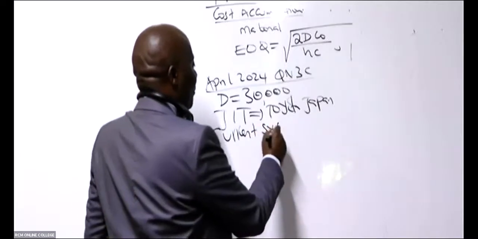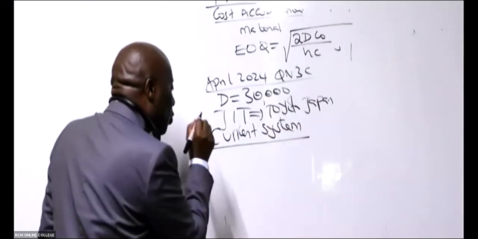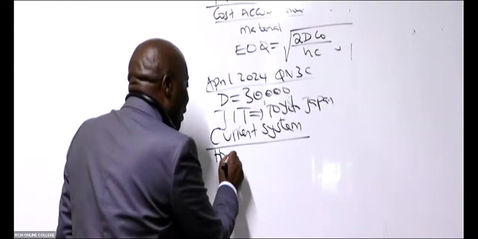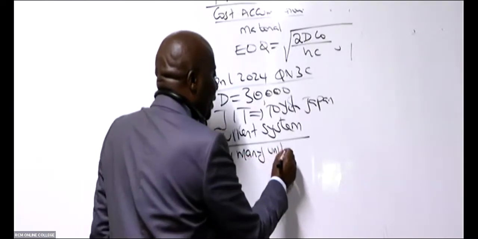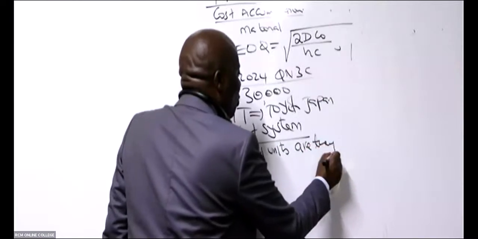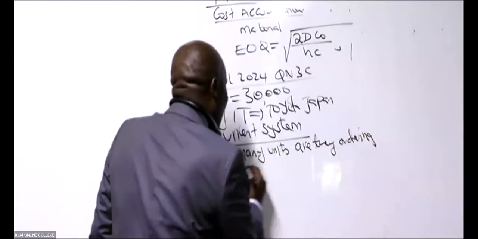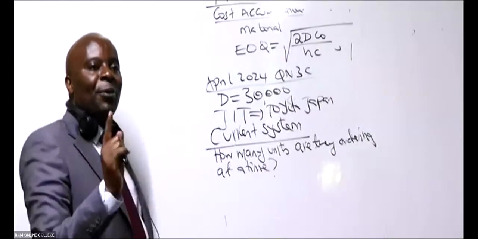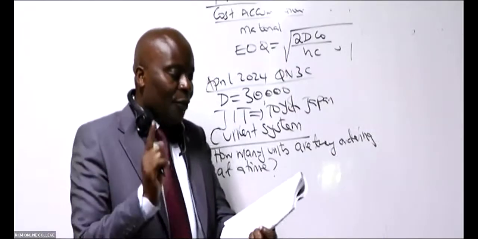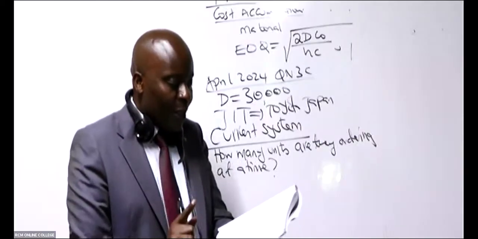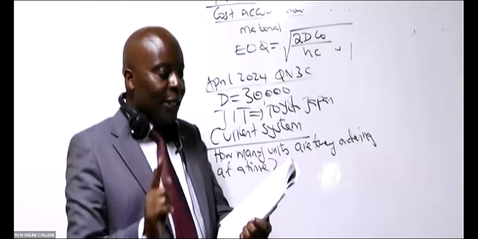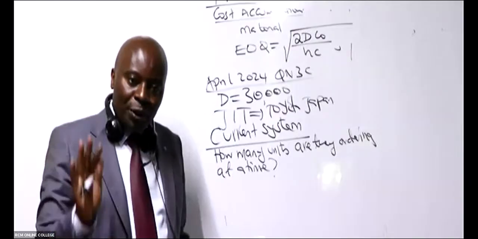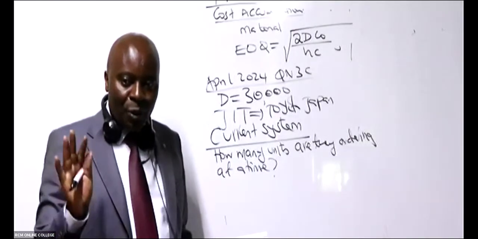Current system. The first thing that I would want to know is how many units they are ordering at a time. This is really important for us. For example, for the proposed system, if you read note number 3, they have told us that every time they order, they place an order over how many units at a time? 4,000. That is the proposed system. That's what they've told us for the proposed system.